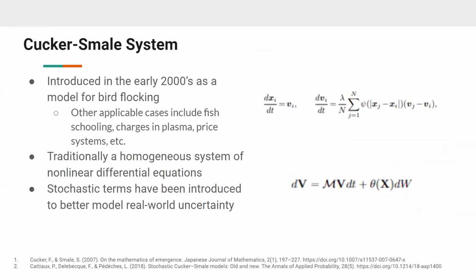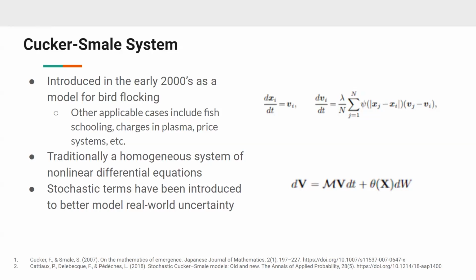And the system we studied in particular, called the Cucker-Smale system, you can see it introduced here as a system of differential equations, was introduced in the early 2000s as a model for bird flocking, or more generally for any system where you have agents interacting under something that could be modeled as a force without any sort of hierarchy, right? There's no queen bird or president bird or anything like that. They just sort of follow each other and go with the flow, and eventually that flow happens to work out for them. And so other applicable cases are listed there.